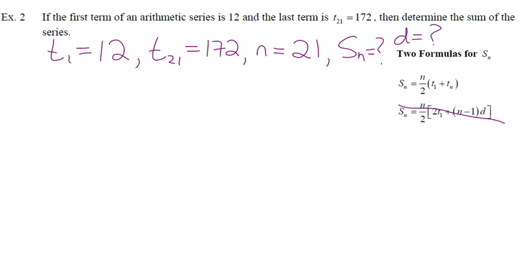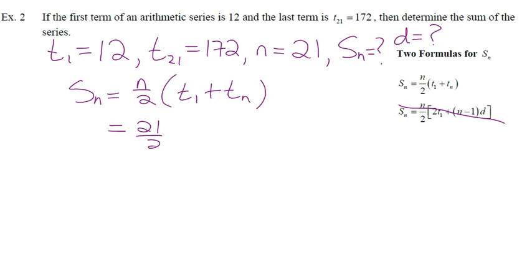Perfect. S sub n, n over 2, t1 plus tn, 21 over 2, 12 plus 172, which is, I don't think we need any more detail, right? At this point, you can just write the answer down, which is 1932. It's a depressing year.